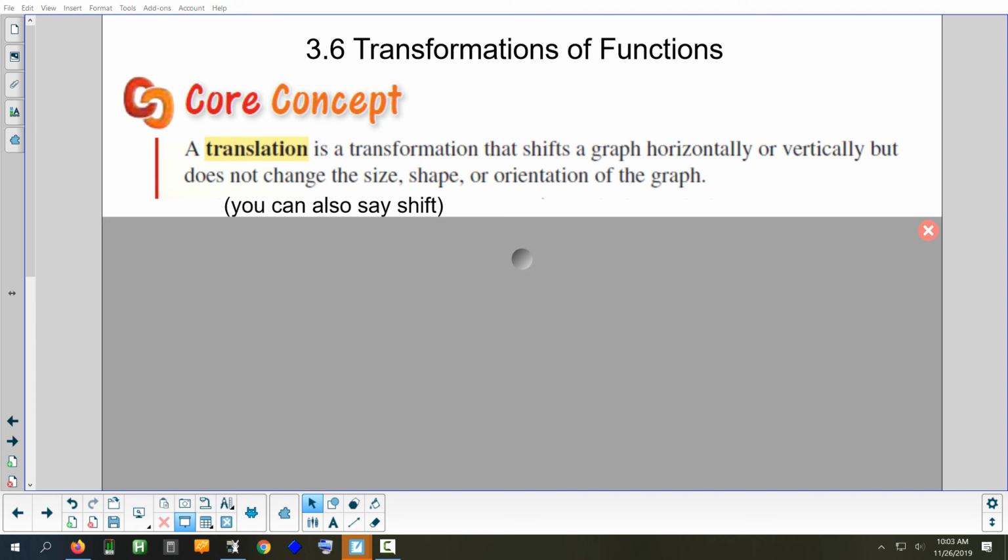So a shift is when you just take something like on this table and you just slide it somewhere else. I didn't change the shape of it. I didn't stretch the piece of paper out. I just moved it somewhere else. Okay.